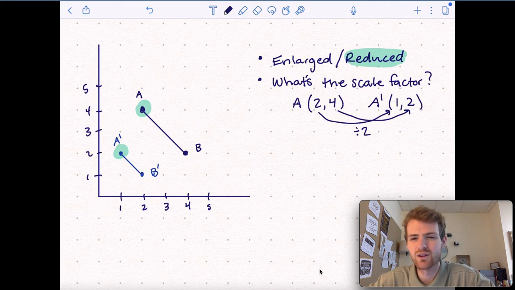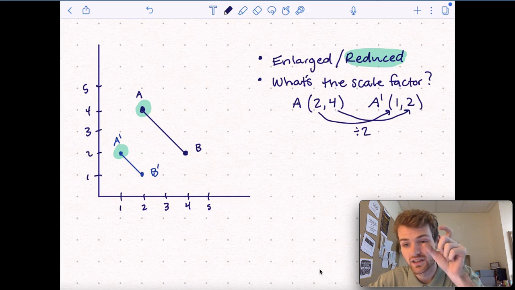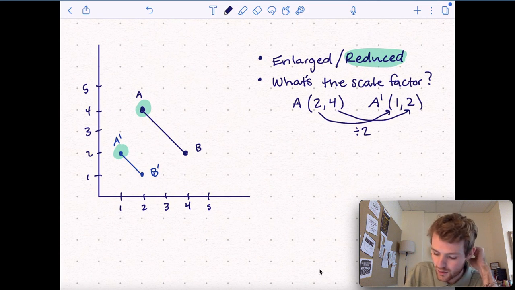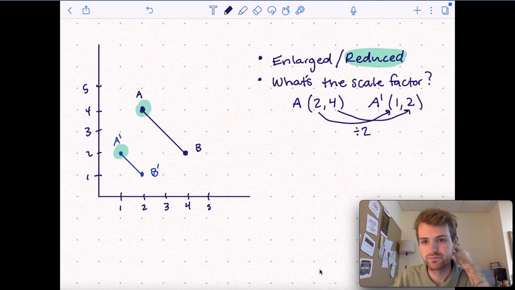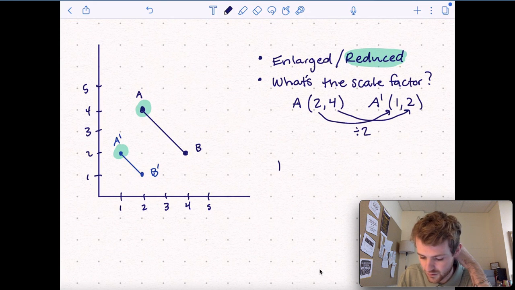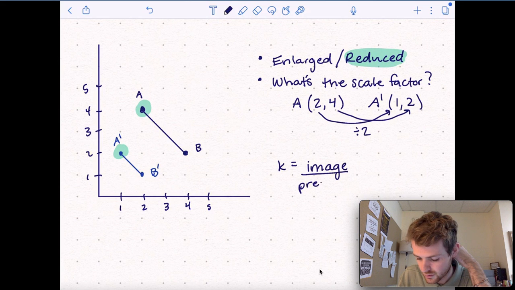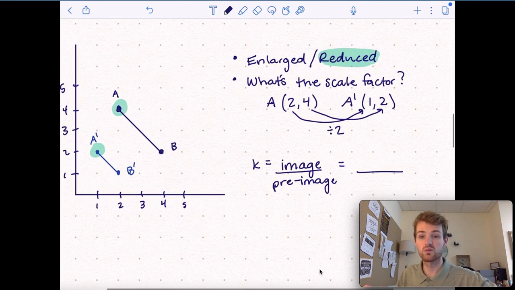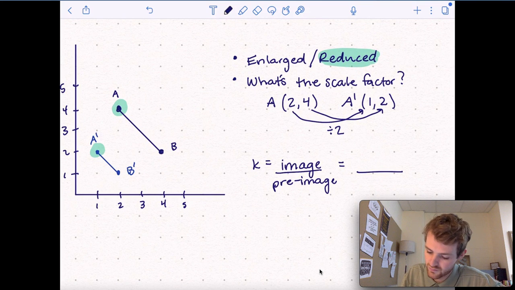The question is, how do we write that pattern? That pattern is our scale factor. But how do we write that as a number? Well, we can still go back to k being our image number over a pre-image number. So you can pick the x's or the y's. We could do 4 over 2.